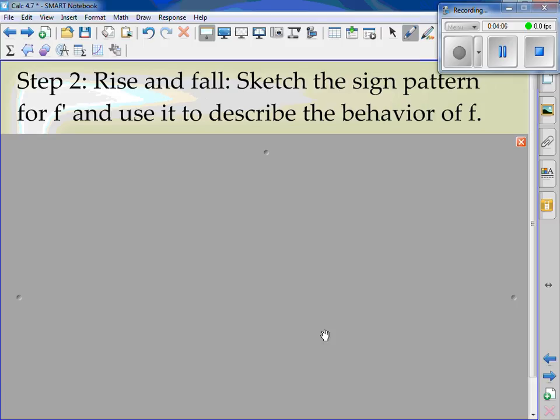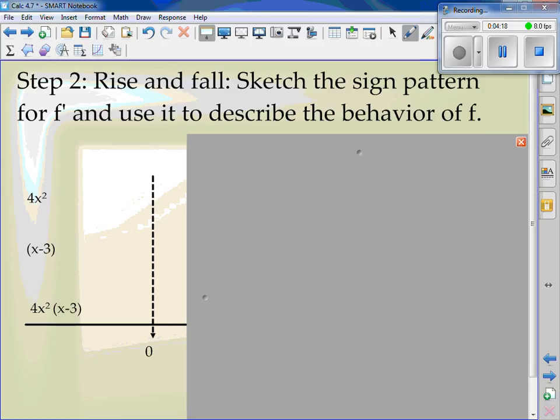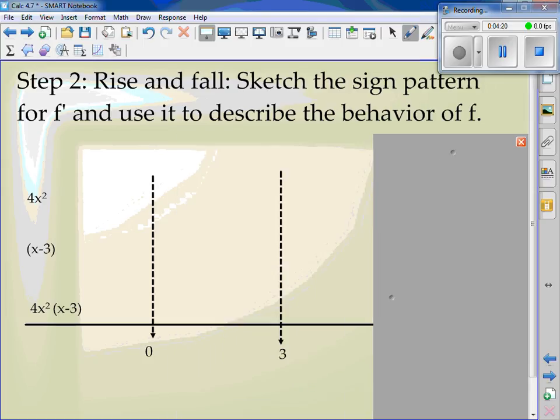Step 2. We're going to find the rise and fall. We're going to sketch the sign pattern for f prime and use it to describe the behavior of f. So in other words, we're going to do the first derivative test.